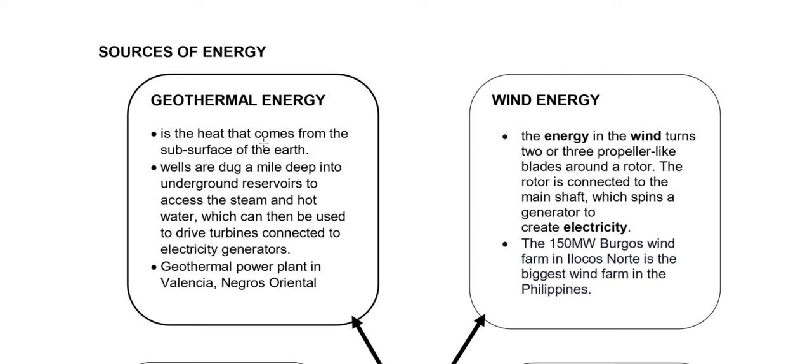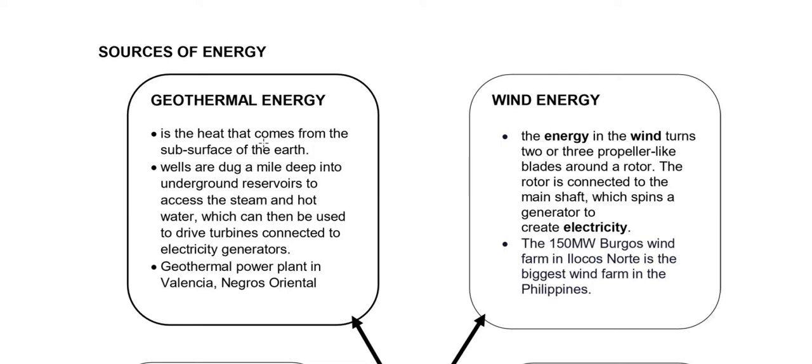Tapos that well is connected to a steam chamber, and then that steam chamber is connected to turbines, and then the turbines are connected to generators, and that generates electricity, produces electricity. Ang examples na binigay dito ay yung geothermal power plant in Valencia, Negros Oriental. So basically, kapag sinabing geothermal energy, this is the kind of energy that we get from the heat of the planet. Okay?